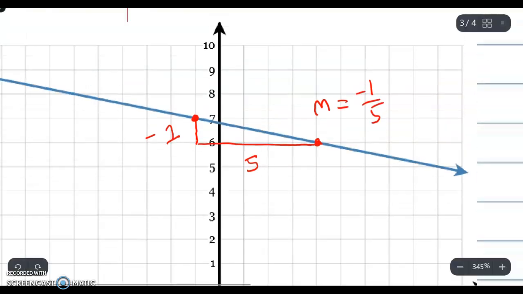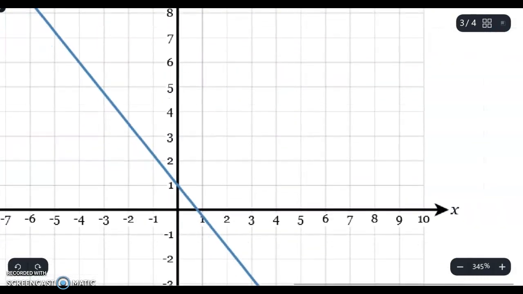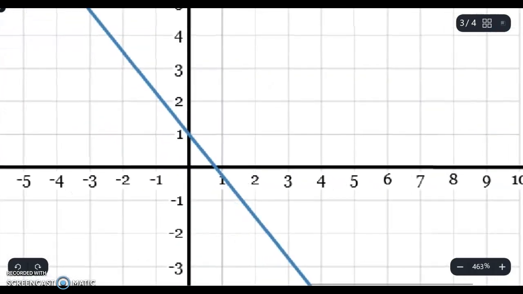Alright, go ahead and pause the video here. Let me zoom in, and see if you can solve this one.